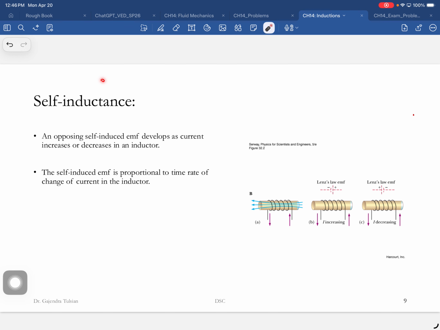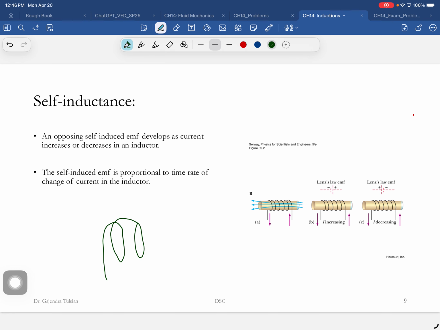All right, now we'll talk about self-inductance. Like I said, if you take a wire and wind it around like this into a coil, here's what happens. Now, if you have a straight wire and you want to increase the current in the straight wire, there's no problem.